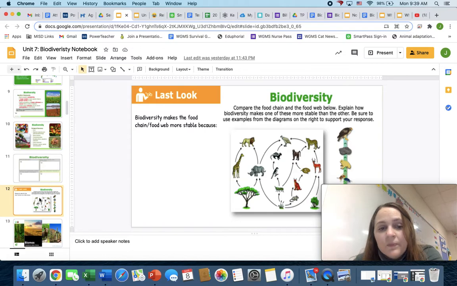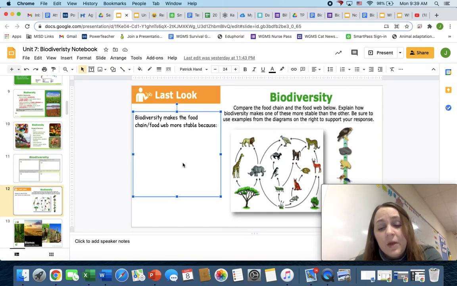Last slide for today. We are comparing a food chain and a food web below. Explain how biodiversity makes one of these more stable than the other. Be sure to use examples from the diagrams on the right to support your response. So which one has more biodiversity is basically what it's asking you. Because if it has more biodiversity, more living things, more plants, more animals, then it's going to be more stable. So tell me which one has that, and type your answer over here. We will be going over these notes in class, so if you join me on Zoom, you'll be able to participate with the class. If not, make sure that you answer each thing and take care of it.